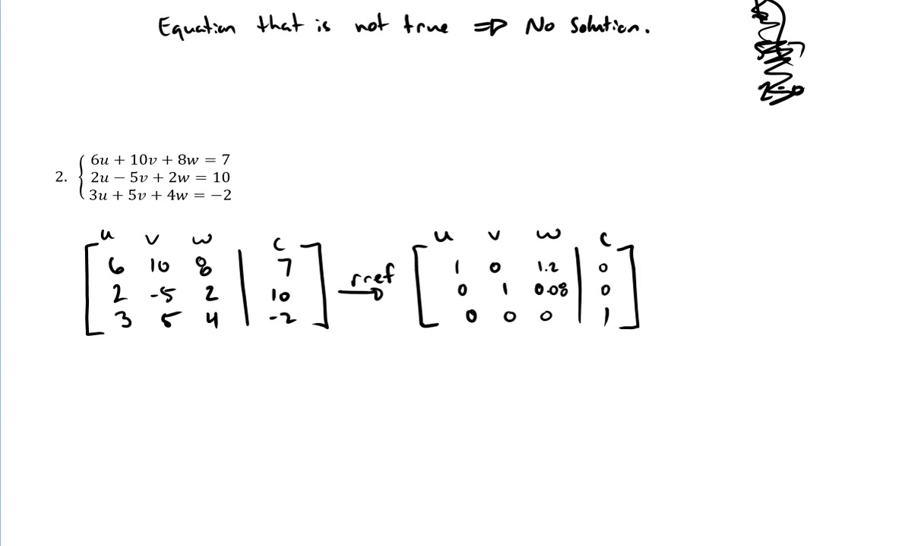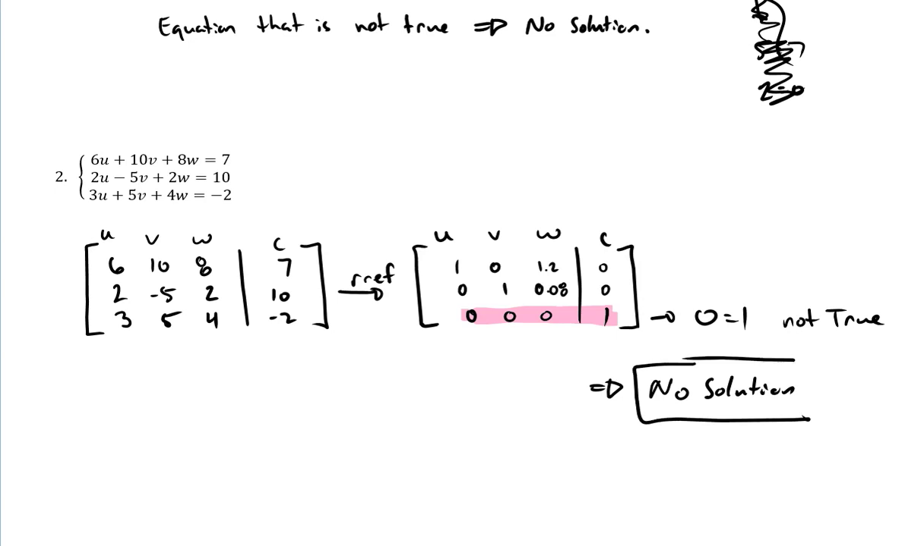Whenever you start to see that string of zeros in the last row, this is our focus. Let's not even concern ourselves with the top rows, because this bottom row is saying 0u, 0v, 0w, which is all 0. It's saying 0 equals 1, which again is not true. So now we have our answer. We're done. No solution. The no solution case is probably the best because it's the fastest, as soon as we recognize that it's occurring.